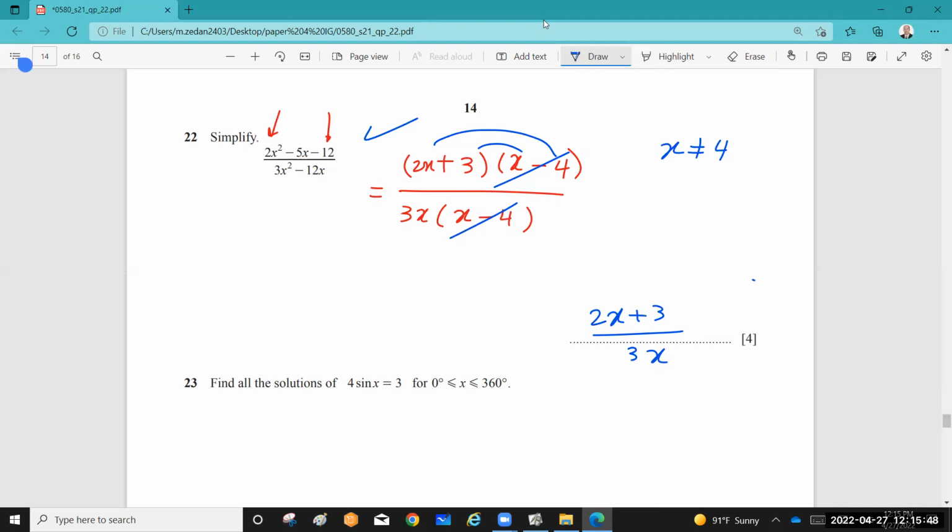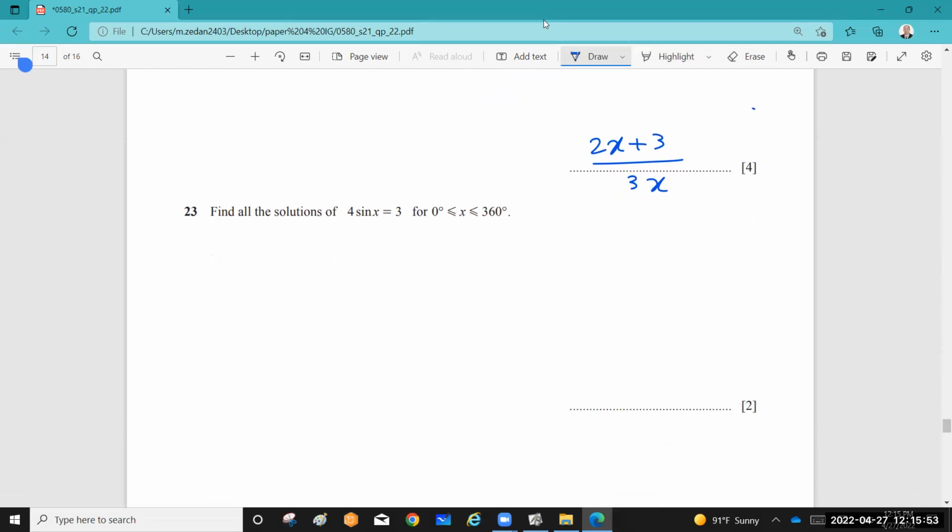And the last question, number 23. Find all solutions of this simple trigonometric equation. I want to find the solution in the first period from 0 to 360. Just divide each side by 4 first. So 4/4, 1 sine x now is equal to 3/4. So the x is equal to sine inverse of 3/4. You can write it. The answer is about 48.6.